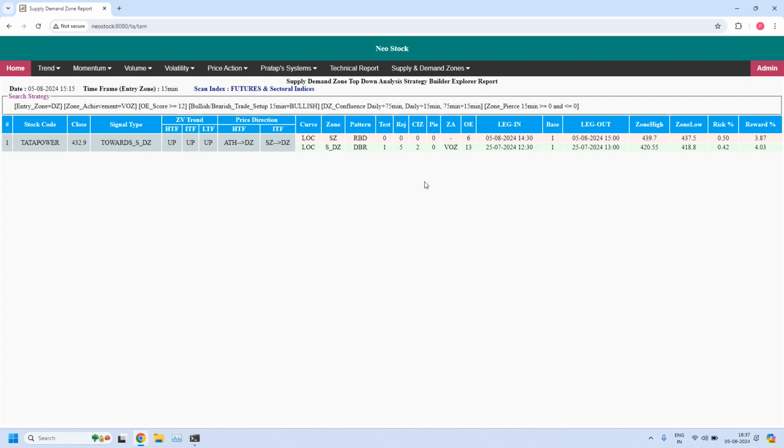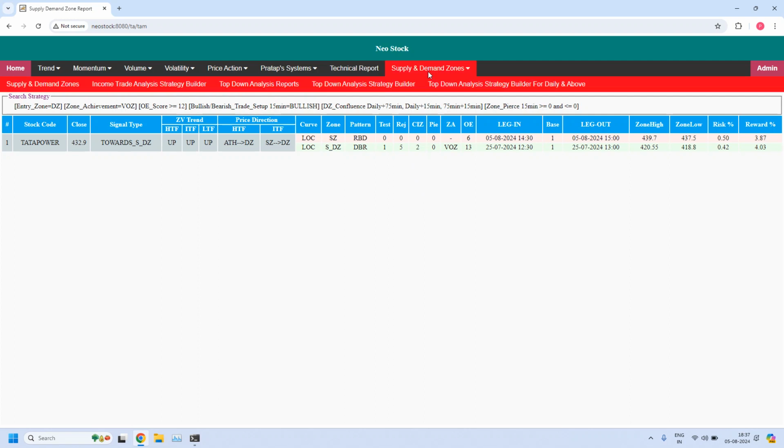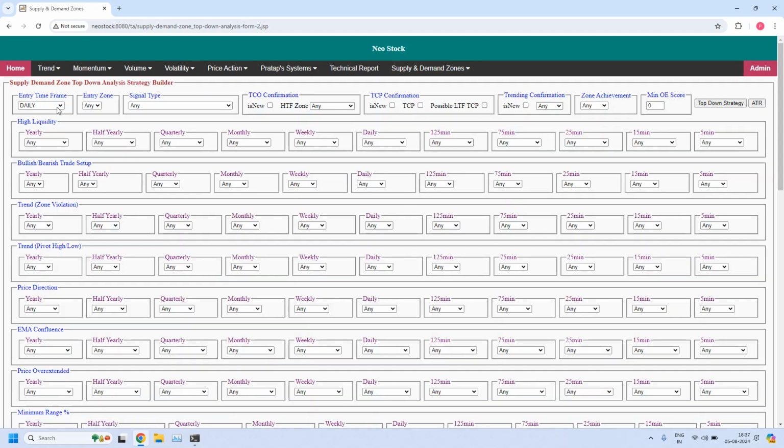Okay. And the next one is bearish trade setup for daily income trade. For bearish trade setup for daily income trade, entry time frame is 15 minutes. Entry zone is supply zone, and in bullish or bearish trade setup in 15 minutes time frame, I am selecting the value bearish.